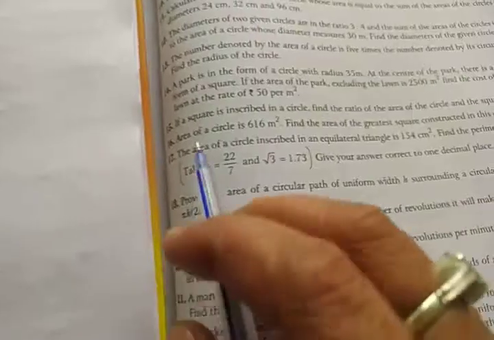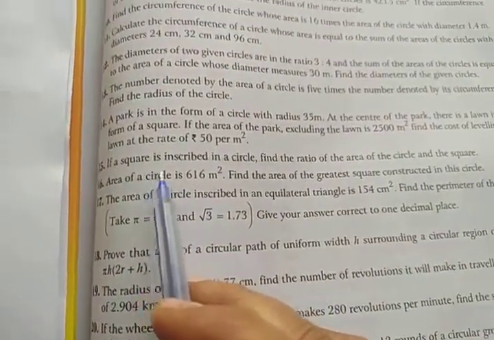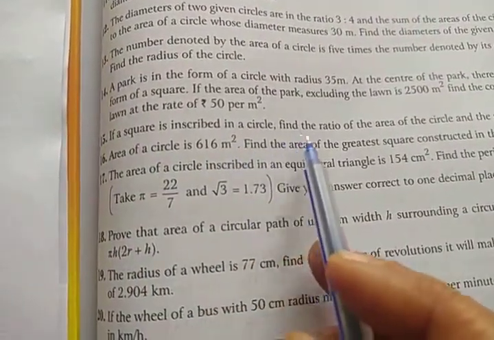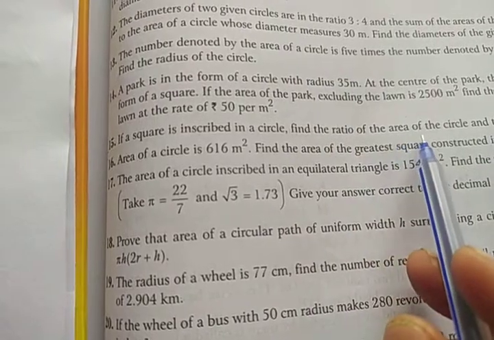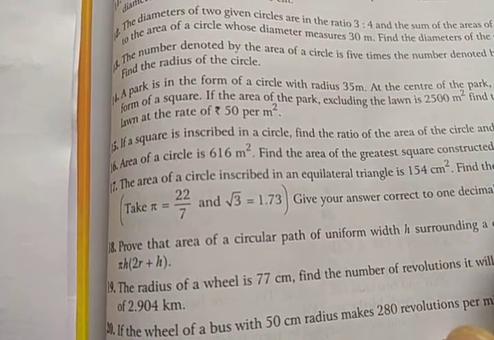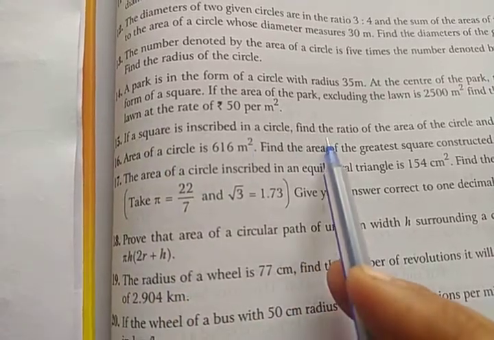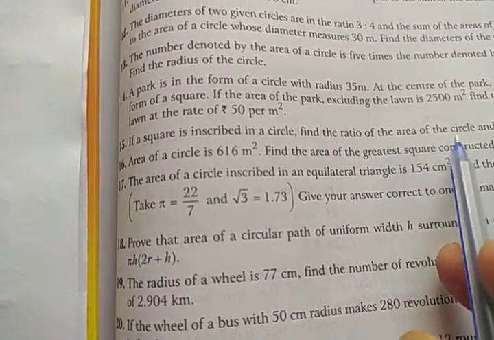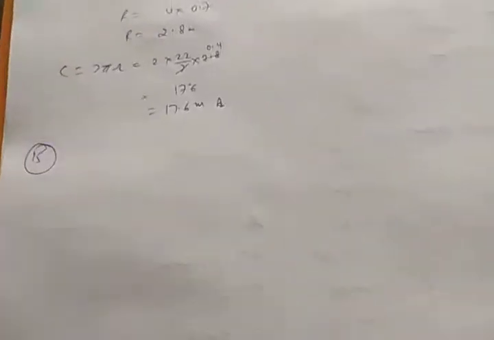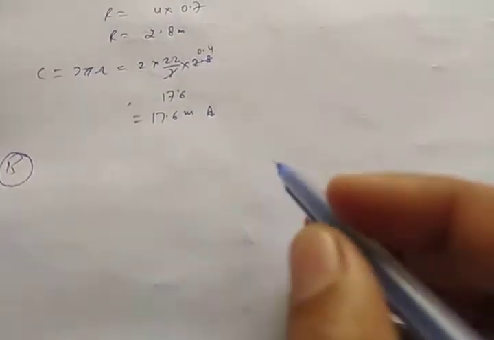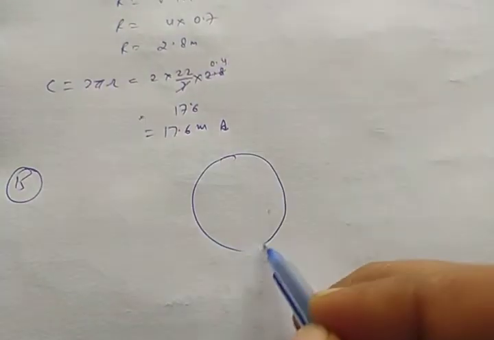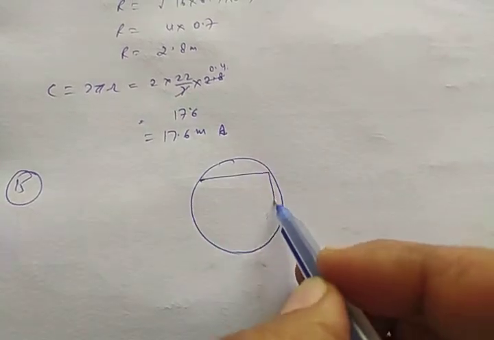Question 15 is saying, if a square is inscribed in a circle, find the ratio of the area of the circle and the square. It means there is a circle and a square is inscribed inside the circle like this.